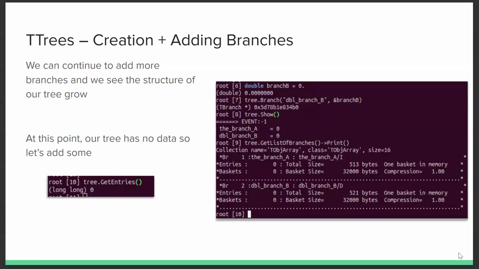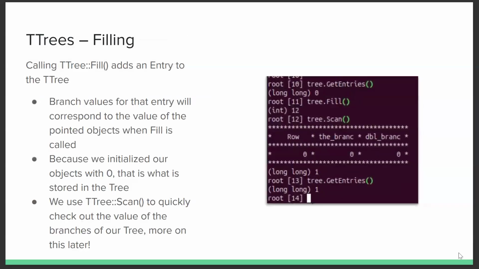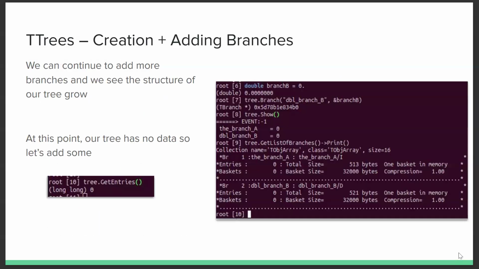Okay, and we can continue to add more branches and see the structure of our tree grow. So I've already added branch A. Now I have a new branch that I'm just going to call branch B, to represent that it's a double. And I'm going to point to a double that I'll use to fetch information from later. You can see when I show or when I print the list of branches, it starts to show more information representing the stuff that we've added. But you can see if I use this method GetEntries on this tree, no entries are there. So we don't actually have data in our tree.